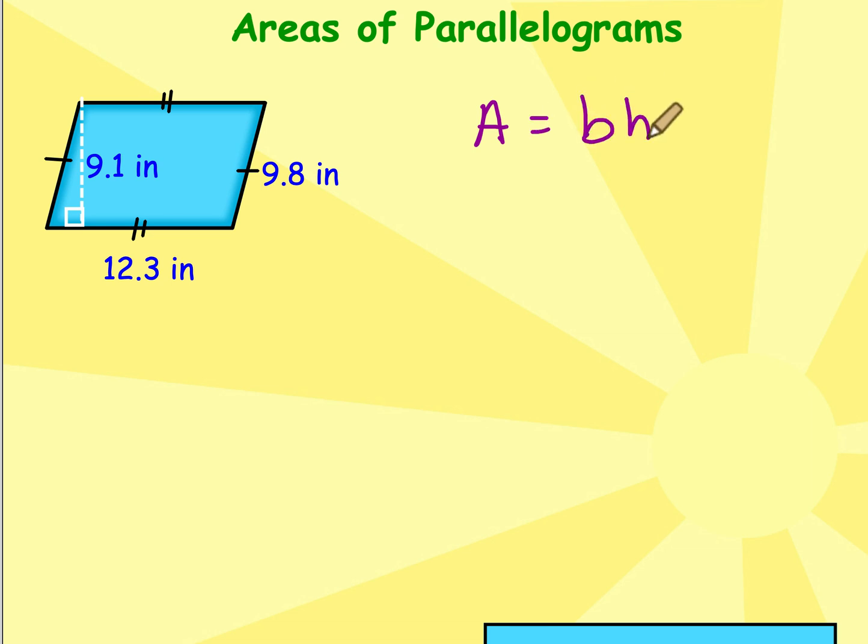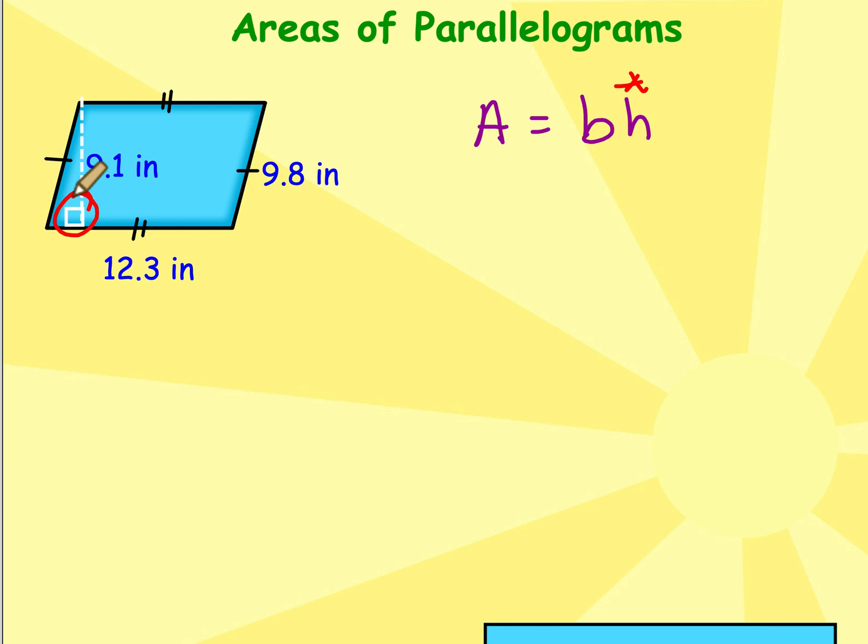Okay, so our area formula, remember, is base times height. Now there's 3 numbers here, but we only need 2 to find the area. So remember, one of them needs to be our base. The other one needs to be our height. Well, the height is the one you have to be careful about with the parallelogram. Always look for your right angle. Your right angle will connect your base and your height.